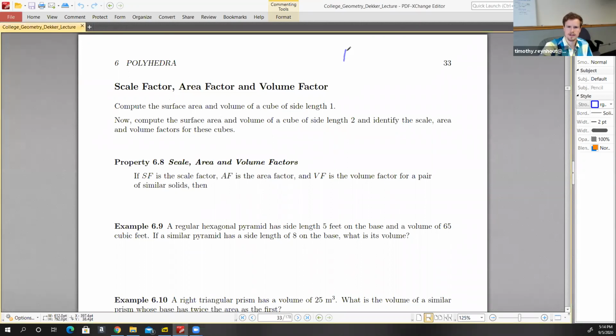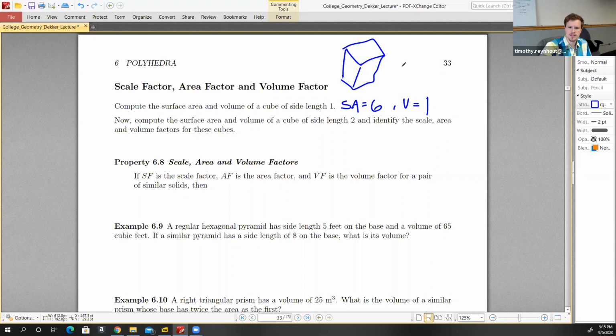Okay, so if we have a cube of side length 1, the surface area would be 1 square unit for each face, and there are 6 faces. So the surface area would be equal to 6. And then the volume, of course, length times width times height, however you want to say that. Anyway, it would be 1 times 1 times 1, so 1.